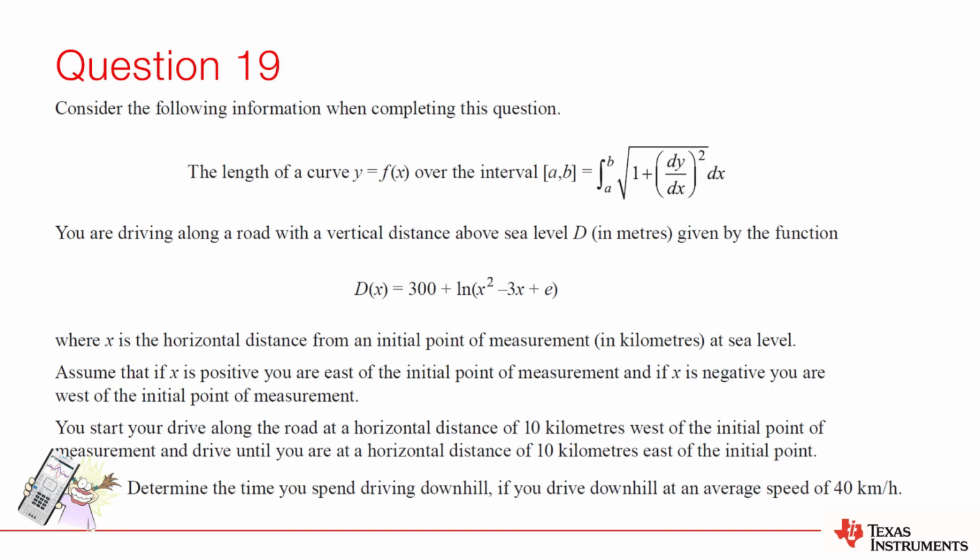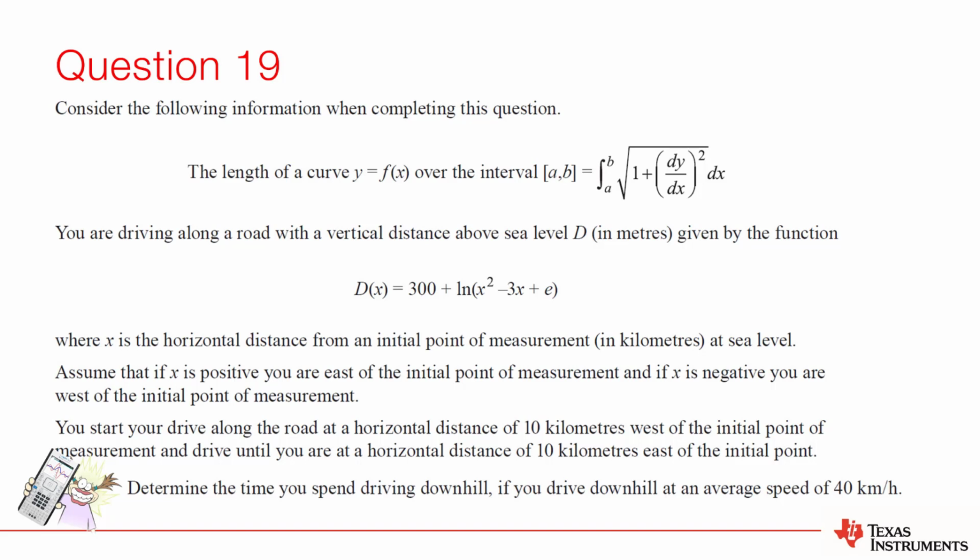All right, so now we're getting on to the last two questions here, question 19 and 20, which are sort of complex, unfamiliar type questions, aren't they? This is something we won't see in many textbooks. So we've got the following information. The length of a curve, y equals f of x, over the interval a to b is the integral from a to b of the square root of 1 plus (dy/dx) all squared dx.